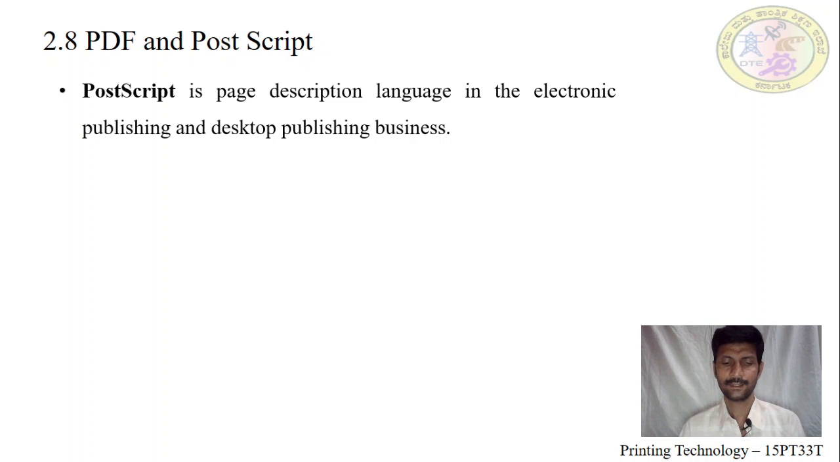A machine will never understand a human language. It will understand only computer language. Similarly, output devices like the imagesetter and the platesetter will not understand the computer language directly. They understand only the description language, the scripting language. So when the computer sends signals to the output devices, in between an interpreter converts the PDF file into a PostScript file, which will be understood by the imagesetter or the platesetter.